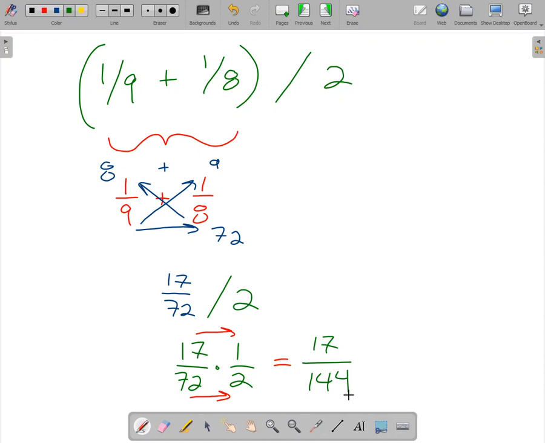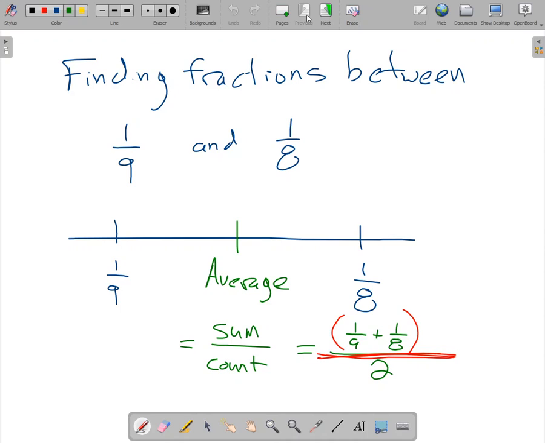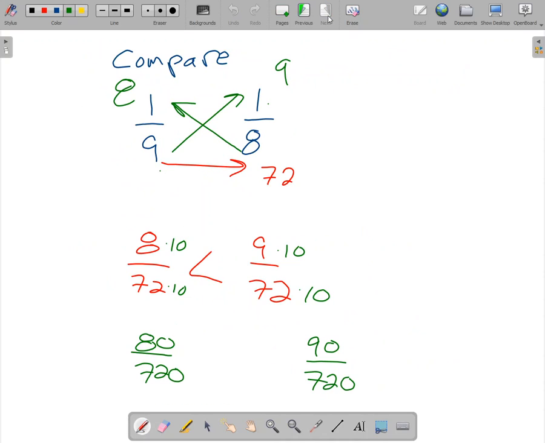17 is prime, isn't it? I don't think it goes into 144, so that's reduced. So it turns out if I wanted the number in the middle, the number 17 over 144 would be exactly in the middle. That was a lot of work. If I wanted to keep finding numbers in the middle, I'd have to keep repeating that process for any 2 numbers I pick. So I could keep finding numbers in between. That would be another way to go about it. It's a little more work than that first method I showed over here.